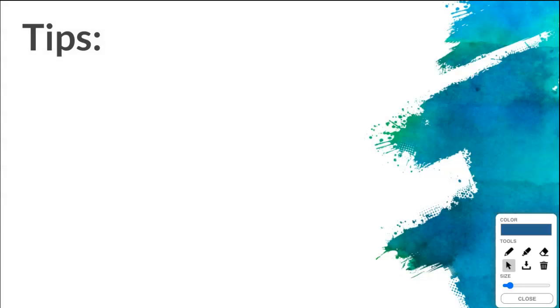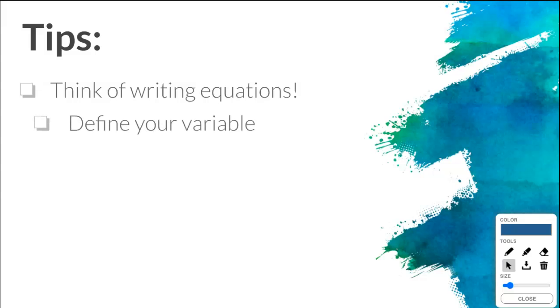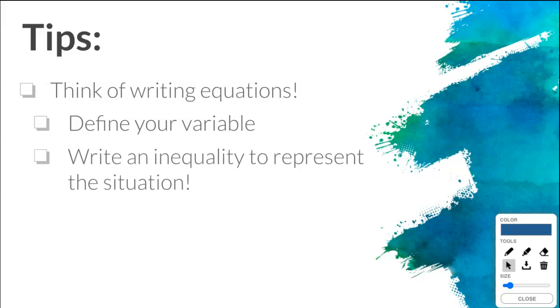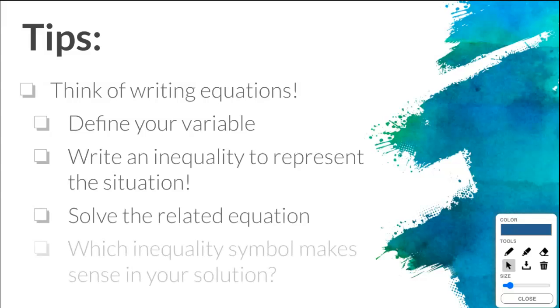But let's write and solve some more complicated inequalities. When we're doing this, we have some tips for you. Think of writing equations for word problems. Just like in equations, you're going to define your variable. You'll write an inequality that represents the situation, not the solution. You'll solve the related equation that looks like the inequality but with an equal sign. And then you'll think about which inequality symbol makes sense in your solution.